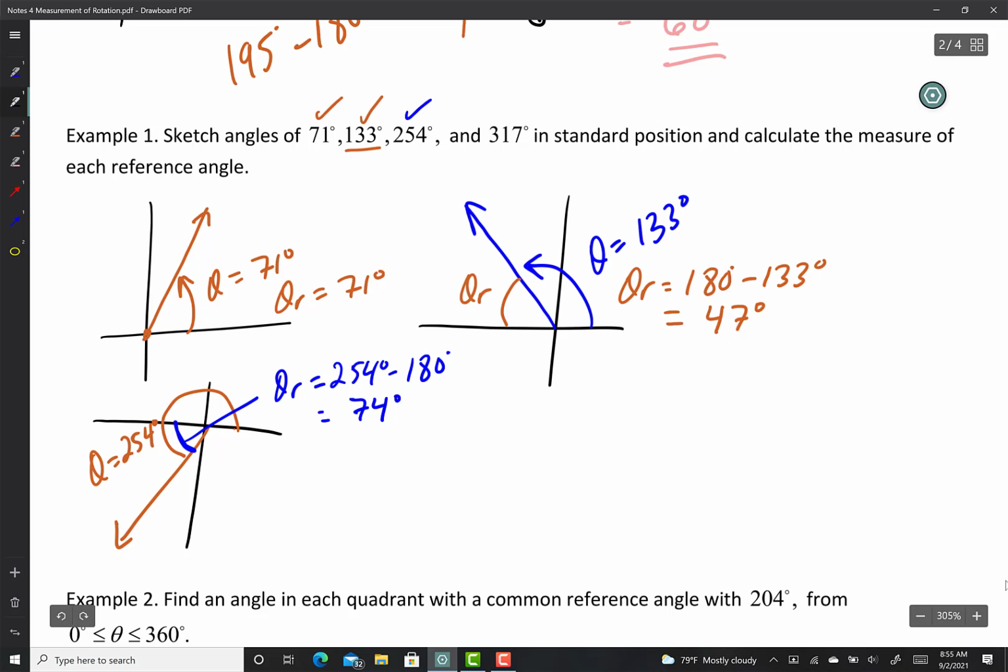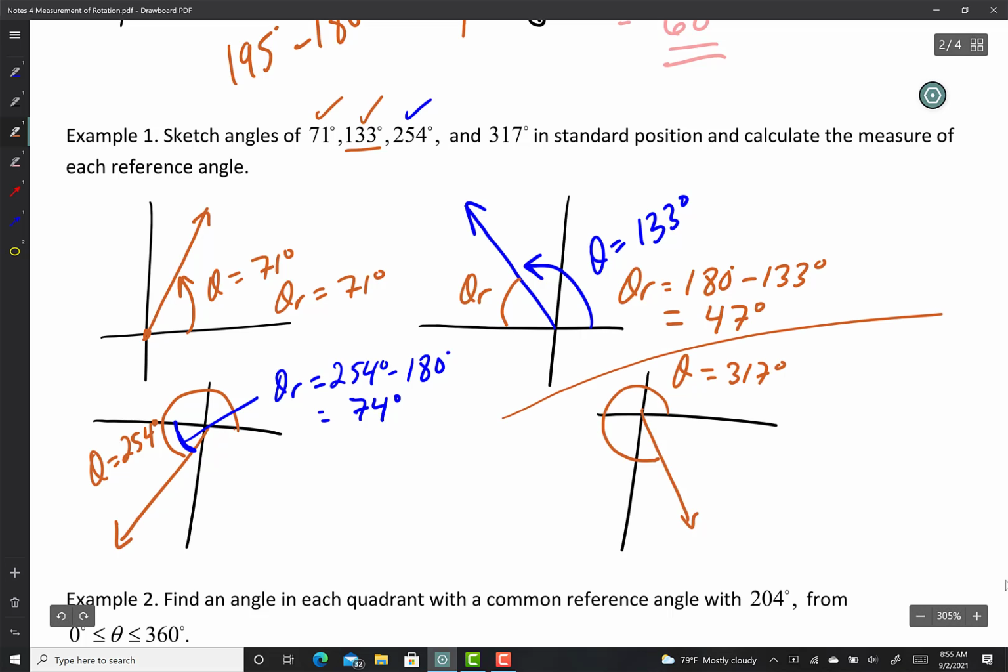Let's do 317. I wanted to exaggerate the quadrant. 317 is in what quadrant? 4. So there I am, exaggerating the 4th quadrant, and here is 317. Probably closer to the middle, splitting that in half, but I didn't do a good job there. That's fine. 317 degrees. The reference angle: look how close you are to doing a full revolution. You're that many degrees away.